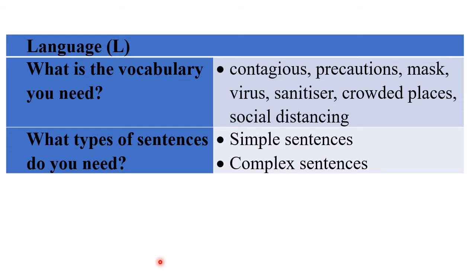So we have to quickly jot down the words that come across our mind on a piece of paper. You might not be using them later, but it's always good for you to write them down because they will come in handy when you need them. And the next one is, what types of sentences do you need? Normally, we need to have both simple sentences and complex sentences in a well-crafted piece of writing.